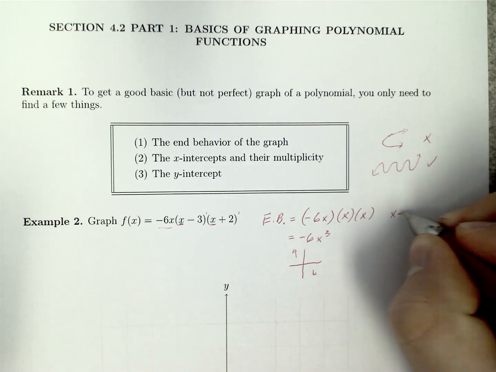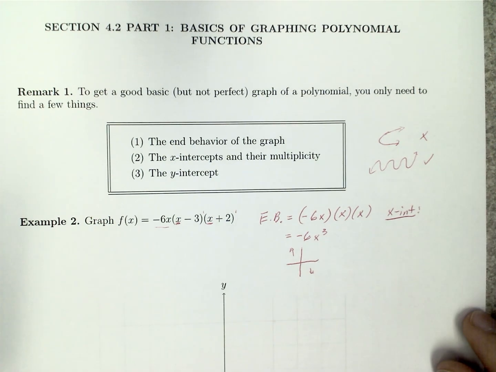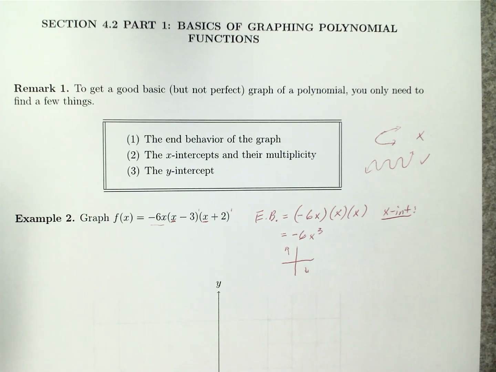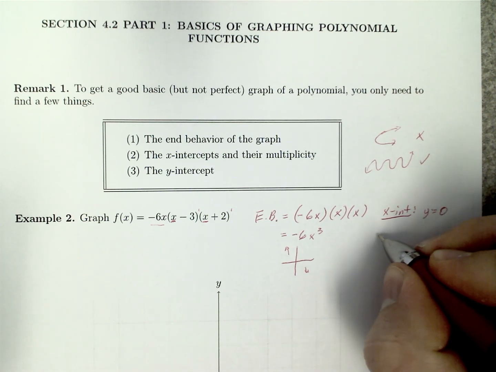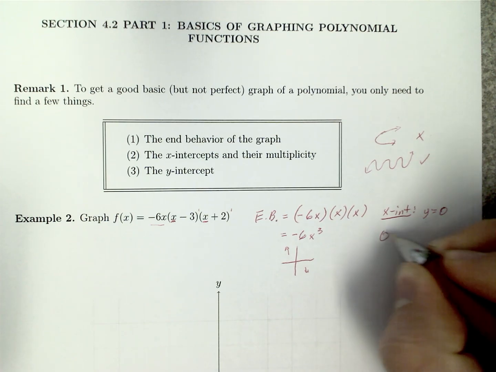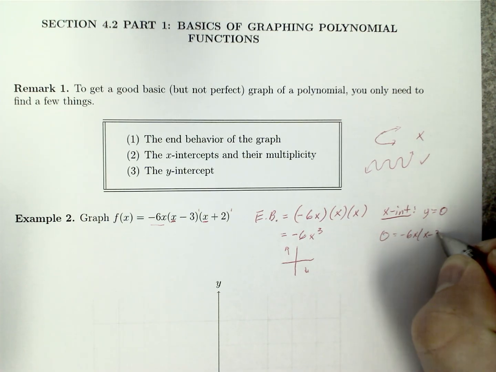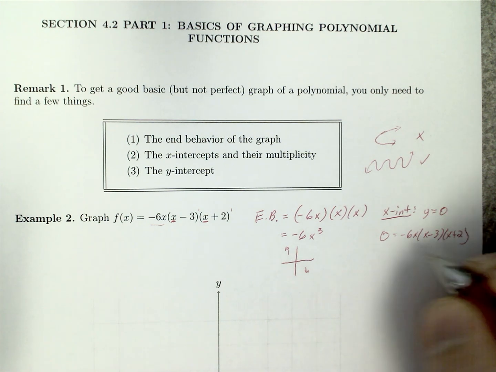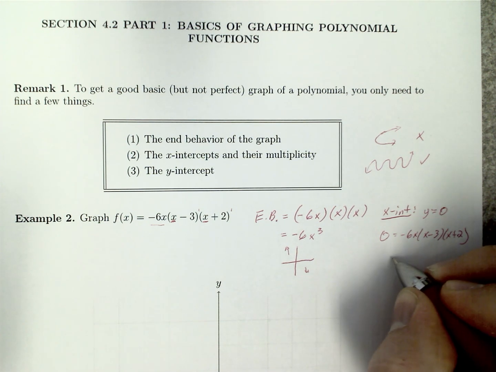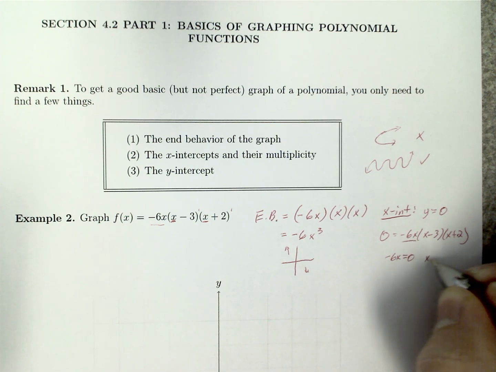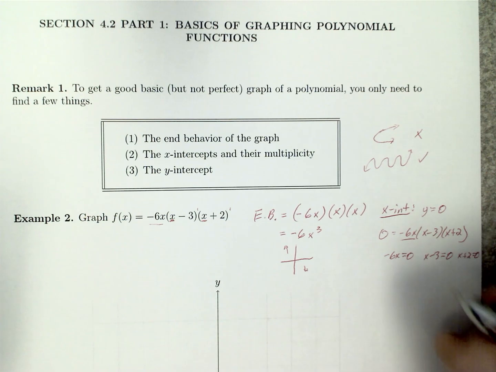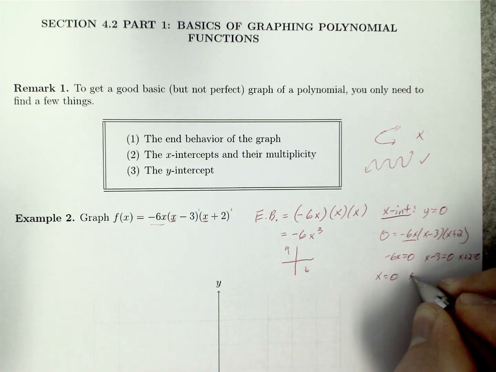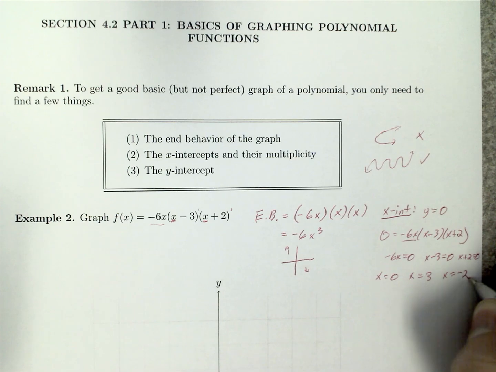Also, we need to talk about the x-intercepts. We're not going to focus on the multiplicity here; we'll talk about that in the next video. For x-intercepts, remember we set the opposite variable equal to 0, which means our whole function in this case. So 0 equals negative 6x times (x minus 3) times (x plus 2). We set each of these factors equal to 0: negative 6x equals 0, x minus 3 equals 0, and x plus 2 equals 0. So we have x equals 0, x equals 3, and x equals negative 2.